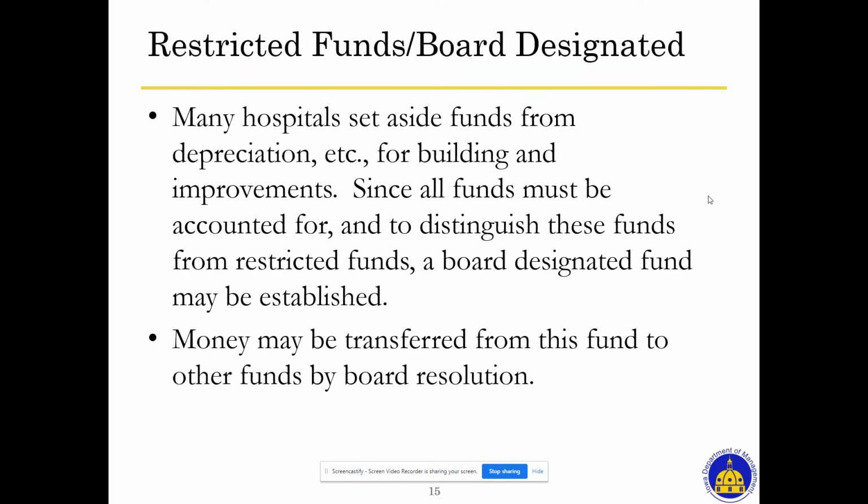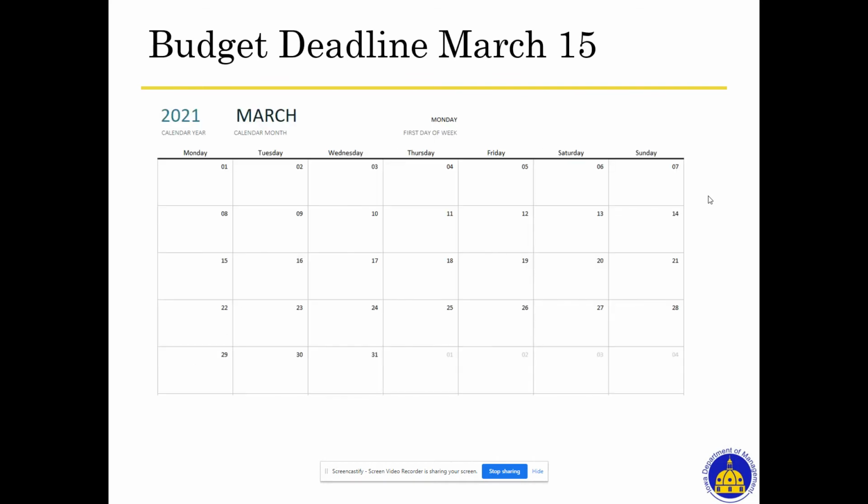Many hospitals set aside funds from depreciation, etc., for building and improvements. Since all funds must be accounted for, and to distinguish these funds from restricted funds, there's a board-designated fund that could be established, and money is transferred from this fund to other funds by board resolution.